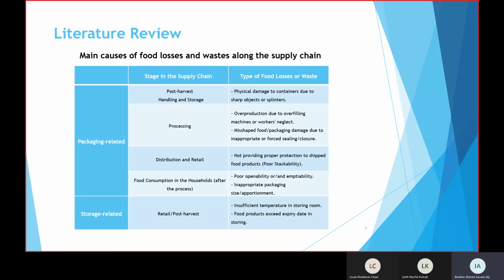And after that, in the distribution and retail section, not providing proper protection, which is called food stackability, is the main problem. As for the food consumption related issues, we have 2 issues here. The first one is poor openability and emptyability. The second one is inappropriate packaging size. And finally, in the retail and post-harvest stage, which is storage related issues, there are 2. The first one is insufficient temperature in the storing room, and the second one is food products that exceed their expiry date in storage.